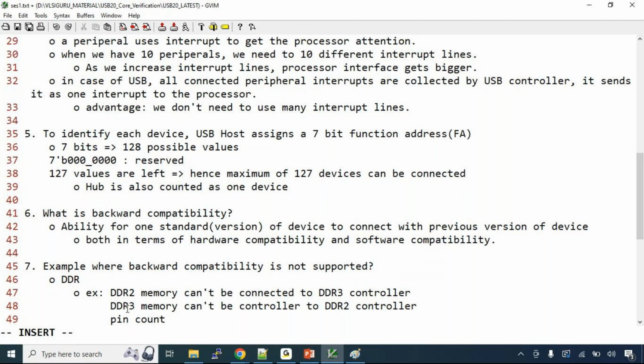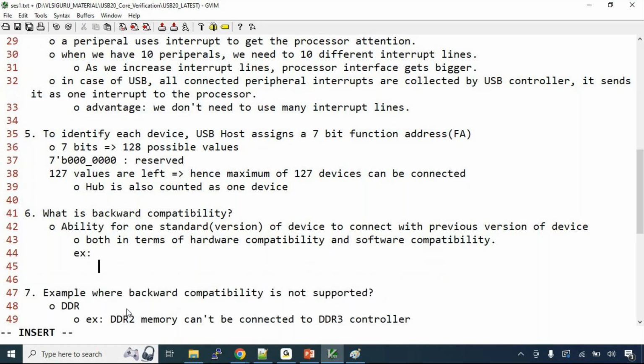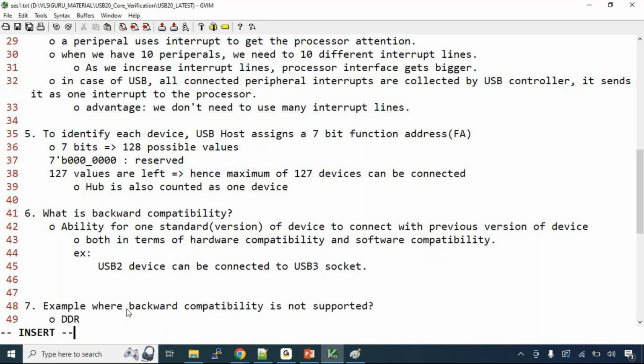In USB, that problem itself is not there. They have made sure that compatibility is taken care of. What does that mean? A USB 2 device can be connected to a USB 3 socket without any issues. Tell me, what speed will they work at in this case?